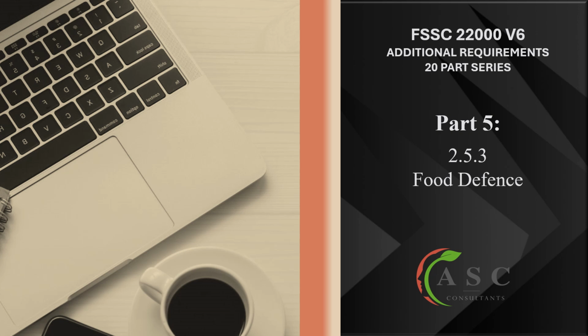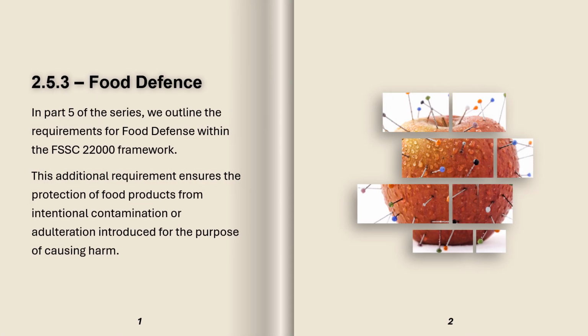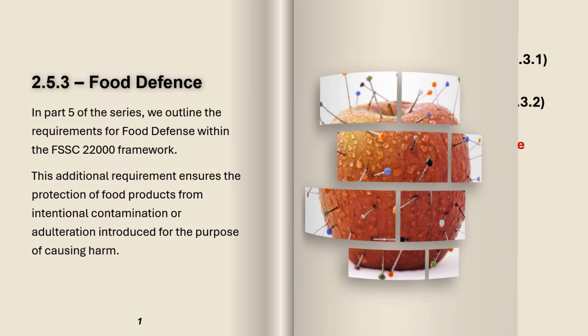Welcome to part 5. We are going to discuss food defense that falls under clause 2.5.3 of the additional requirements. Clause 2.5.3 discusses food defense. So in this part 5 of the series, we are going to be outlining the requirements for food defense within the FSSC 22000 framework. This additional requirement ensures the protection of food products from intentional contamination or adulteration introduced for the purposes of causing harm.